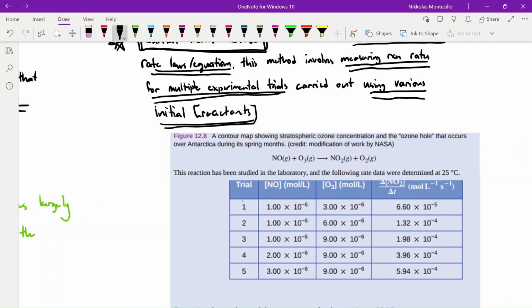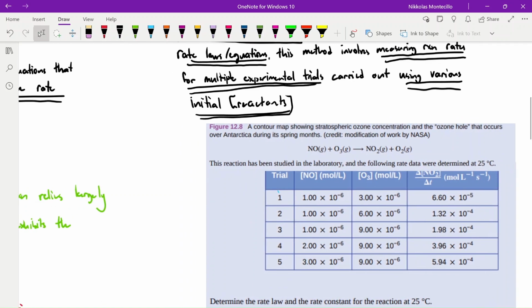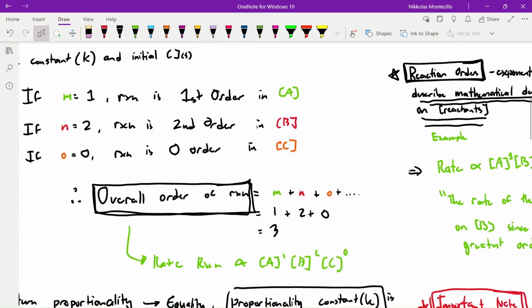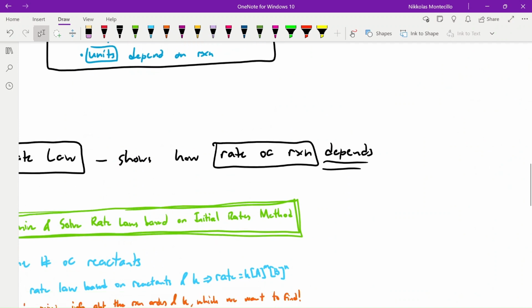Let's say we're given a chemical reaction, gaseous NO plus gaseous O3 yields gaseous NO2 plus O2 gas. We'd want to determine the rate law and the rate constant for the reaction at 25 degrees Celsius. Okay, so before we do that, let's go through a general step-by-step guide on how to solve rate laws based on the initial rates method.